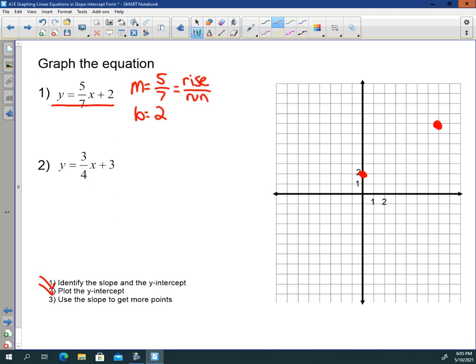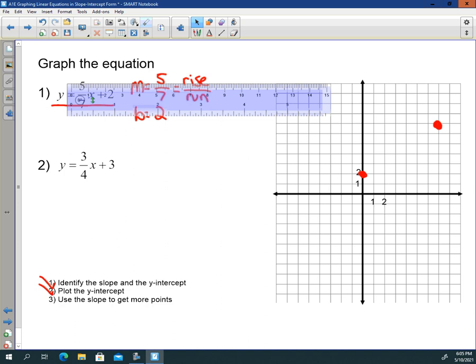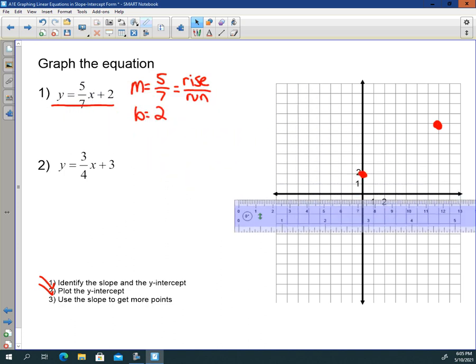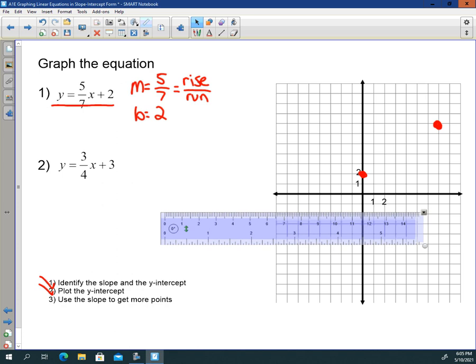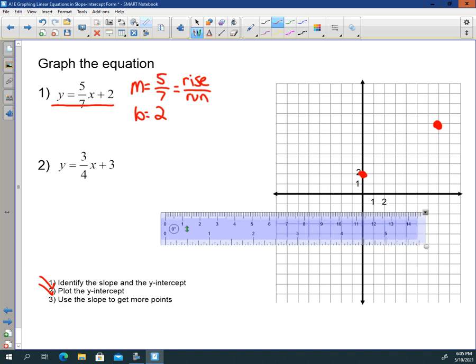Now that's about it because I can't go up 5 and over 7 and get another point on this line, and I don't have a ruler here, so let's grab one. Well, never mind. I won't take your time, but you should use a ruler to make these straight. Here comes your line. There it is. And we're done with that first one.